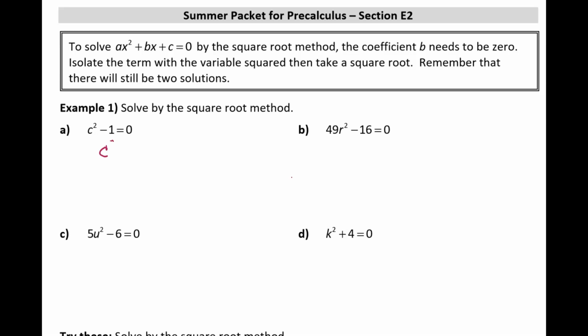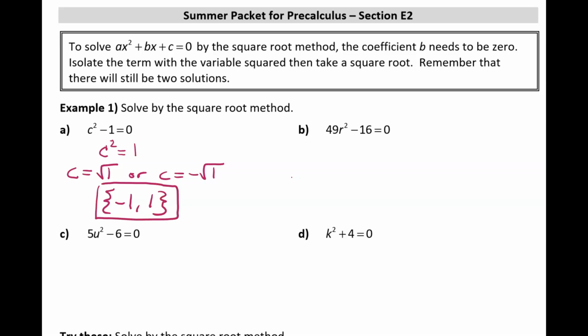If c squared minus 1 is equal to 0, then we add 1 to both sides and c squared is equal to 1. Then we solve by taking a square root. So c is either equal to the square root of 1 or c is equal to the negative square root of 1. We have to use two solutions. And you can write it as square root of 1, but then you'll need to simplify it to 1 or negative 1. And we can see that both of those numbers squared would give us positive 1.